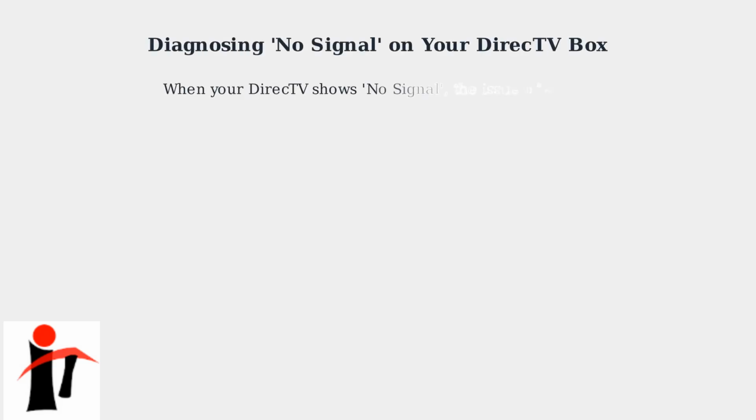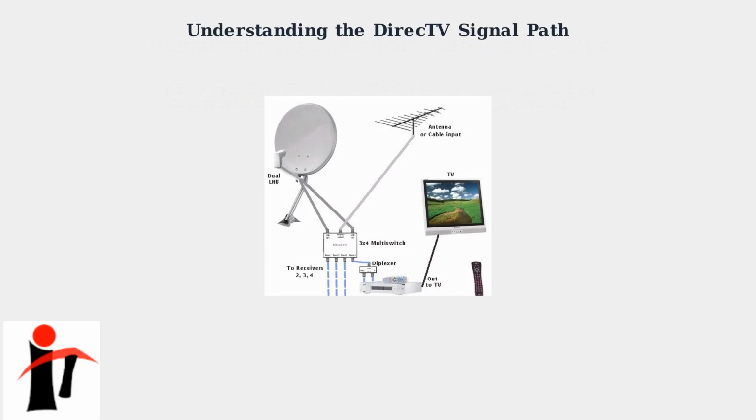Experiencing a no-signal message on your DirecTV box can be frustrating, but understanding the signal path and common causes will help you diagnose the problem quickly. The DirecTV signal follows a specific path from the broadcast center to your TV. Understanding this path helps identify where problems might occur.